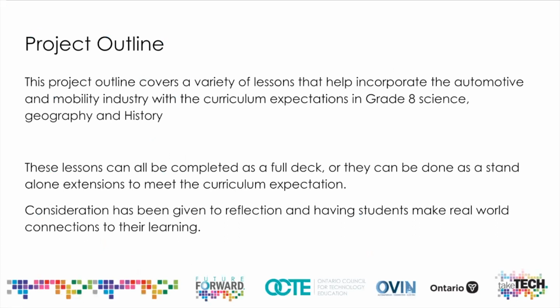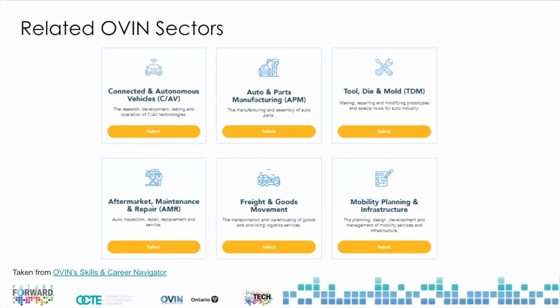This project outline covers a variety of lessons that help incorporate the automotive and mobility industry within the curriculum expectations of grade 8 science, geography, and history. These lessons can all be completed as a full deck, or they can be done as standalone extensions to meet the curriculum expectations. There's also a really big focus on student reflection in each lesson. There are a variety of OVIN sectors that are incorporated within these lessons, specifically in the last activity, which is a career trivia game.